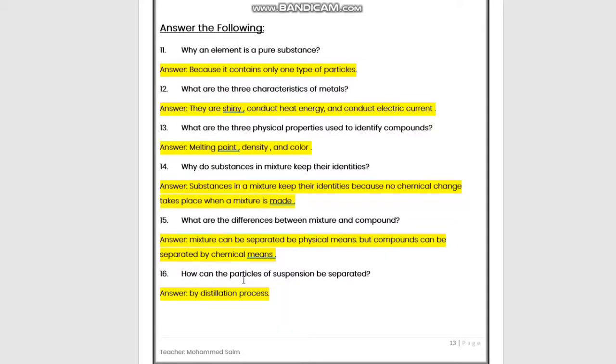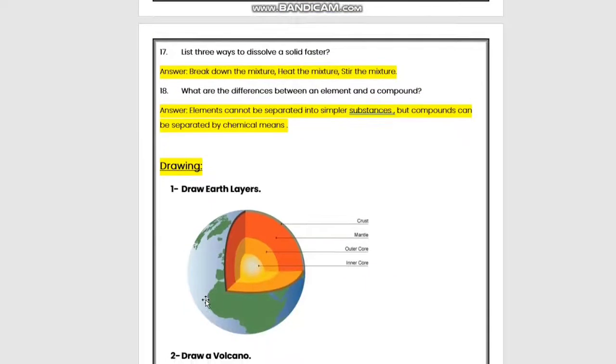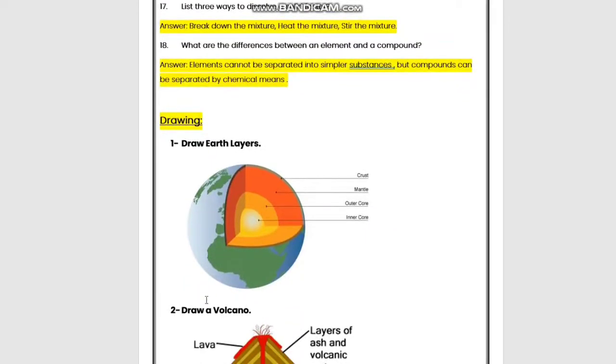How can particles of a suspension be separated? And list three ways to dissolve a solid faster. Break down the mixture, heat the mixture, stir the mixture. This is very important. Maybe I will bring this one in the exam. What are the differences between an element and a compound? Elements cannot be separated into simpler substances, but compounds can be separated by chemical means.